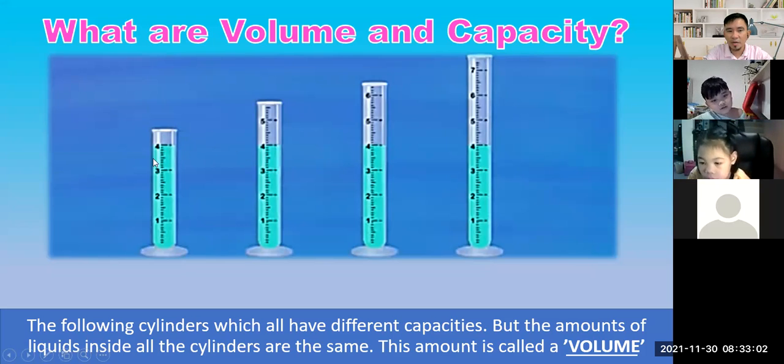What is the volume here? What is the amount of liquid here? It's 4 liters. This is the volume of liquid inside the cylinders. So the liquid here is 4 liters, but it can hold 5 liters. This one can hold 6 liters. This one is 7 liters. That is the capacity. Okay, capacity.